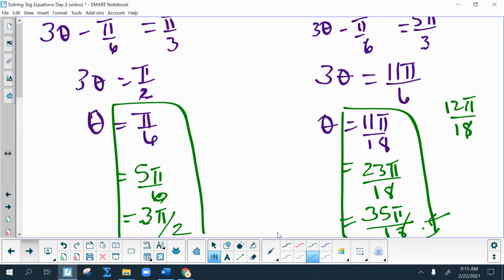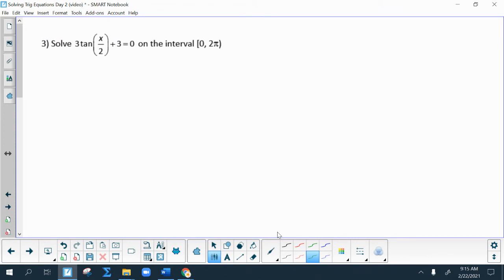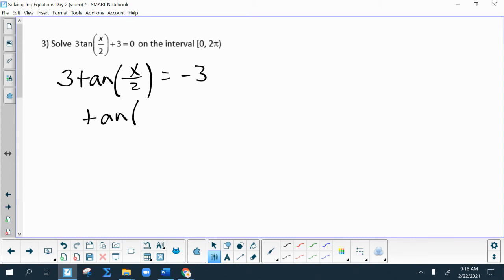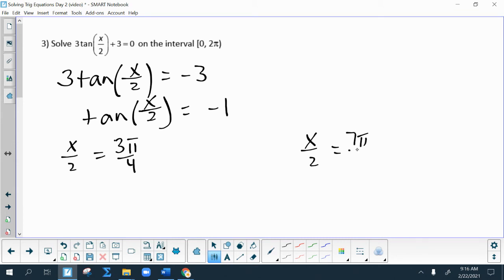All right, next problem. So this one, same process. So I get 3 tangent of x over 2 equals negative 3. Divide by 3, I get negative 1. And then I'm asking myself, where does tangent equal negative 1? Tangent equals negative 1 at 3 pi over 4 and 7 pi over 4.